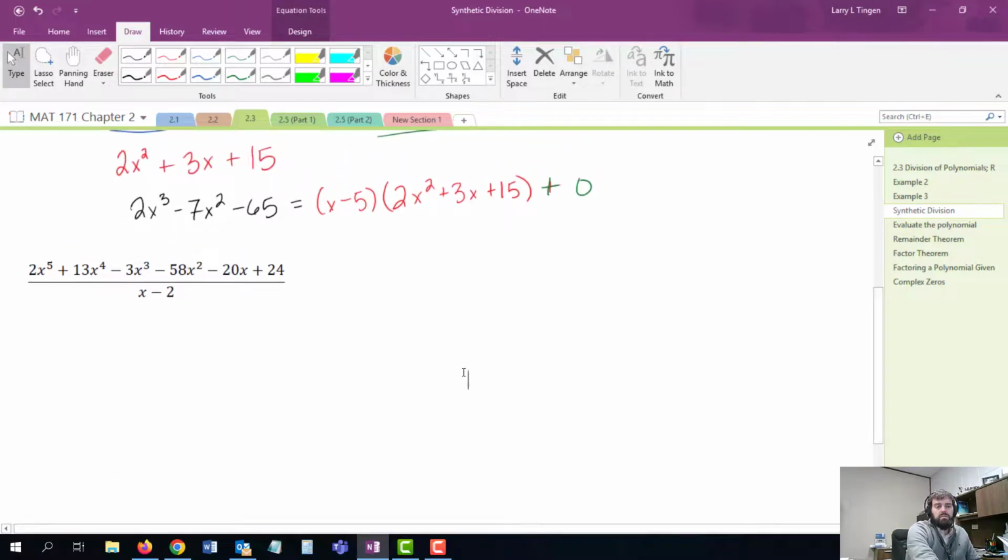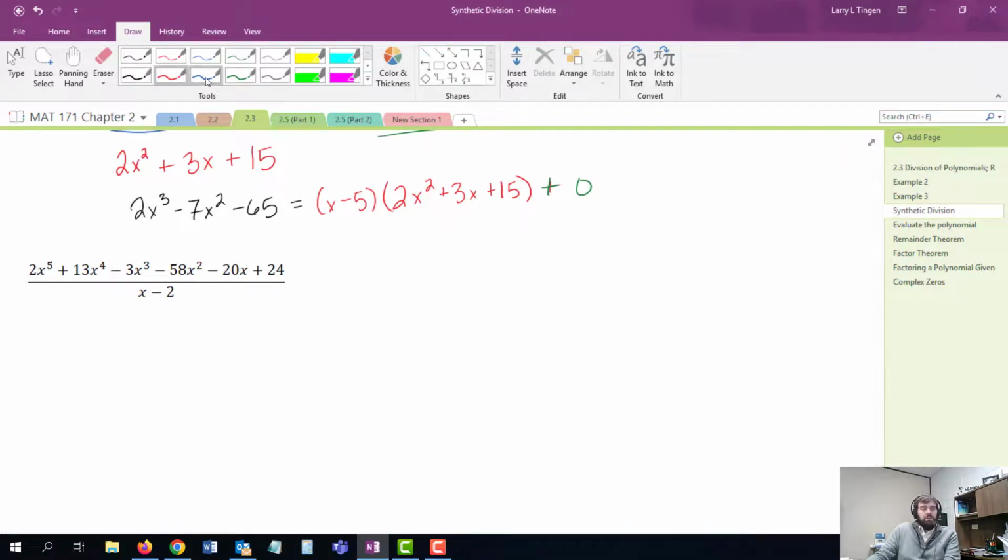So I've got 2x to the 5th plus 13x to the 4th minus 3x cubed minus 58x squared minus 20x plus 24 over x minus 2. Notice for the first time, my highest power in the numerator is a 5, and every power of x shows up in one of the terms in the numerator, right? X to the 5th, to the 4th, to the 3rd, to the 2nd, to the 1st, and then the constant. So I don't have to add anything else in or make sure I've got a 0 as a placeholder.